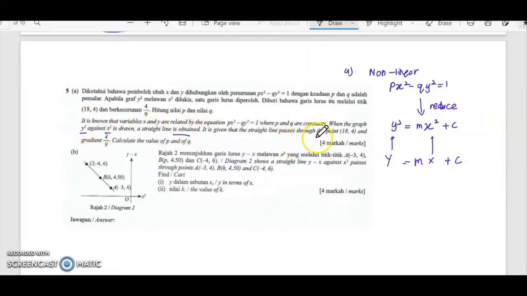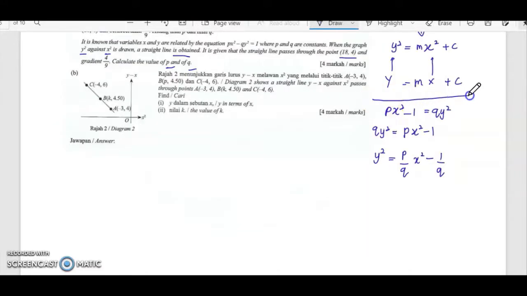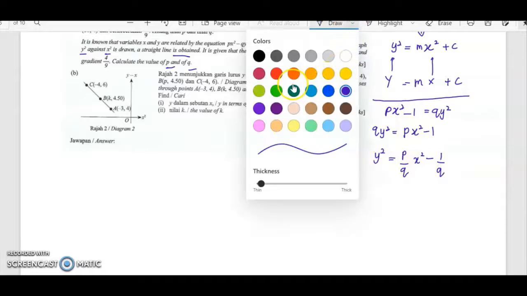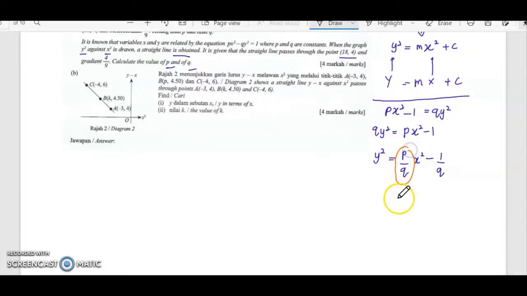So given that the straight line passes through the point 18,4 and the gradient 4 over 9, calculate the value of P and of Q. So from this non-linear, kita reduce dia dulu, dapatkan dulu bentuk linear. Okay, so daripada sini dah bagi hint dekat sini. So bila kita reduce, saya jadikan y squared sebagai subject. So from this part, jadikan y squared sebagai subject, and then we get P over Q as the value for M, and then negative 1 over Q is the value for C.